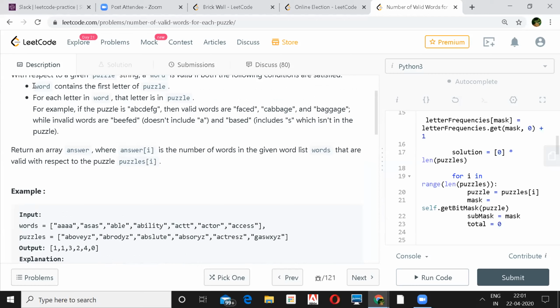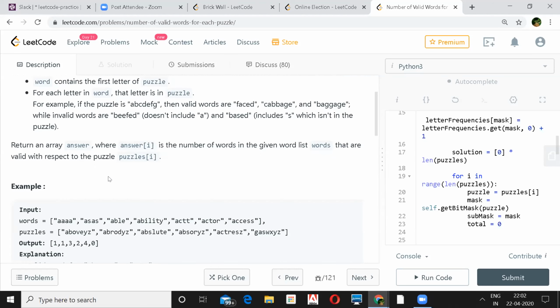Yeah, but somebody cleverly mentioned that we can reuse the bit. We can represent the puzzle as a mask, indicating whether each alphabet is present or not. For example, we can store the bit mask for A, B, O, V, E, Y, Z. Then while iterating over words, we do two validations: whether the word starts with A or not, and then the bit masking. Yeah, exactly like that.